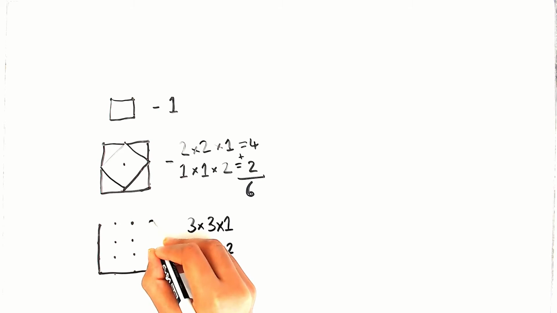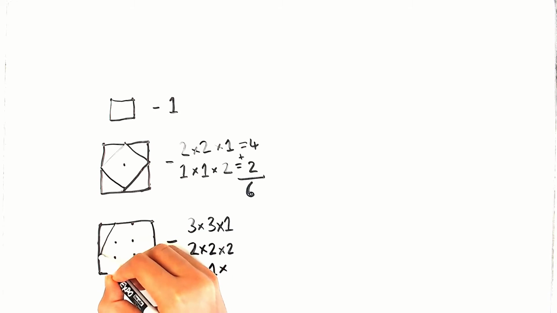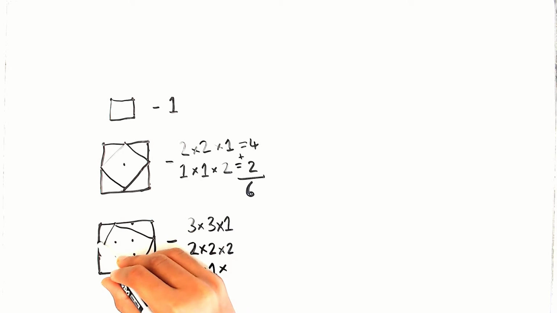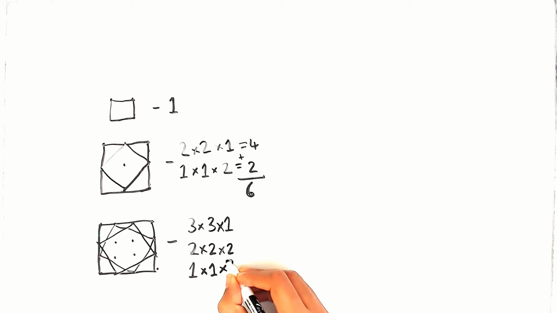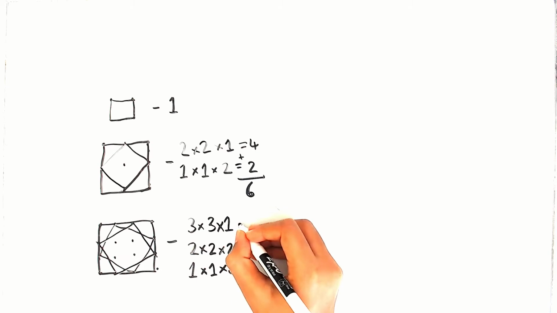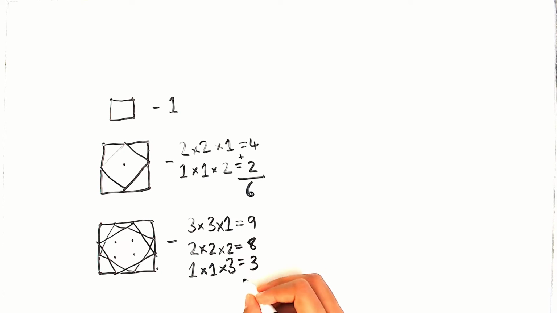So here, let's see how many squares we can make in that. So 1, and then 2, and then 3. Okay, so 3. Now, let's multiply these. So this would equal 9, this would equal 8, and this would equal 3. Now let's add all of them. So this would equal 20.